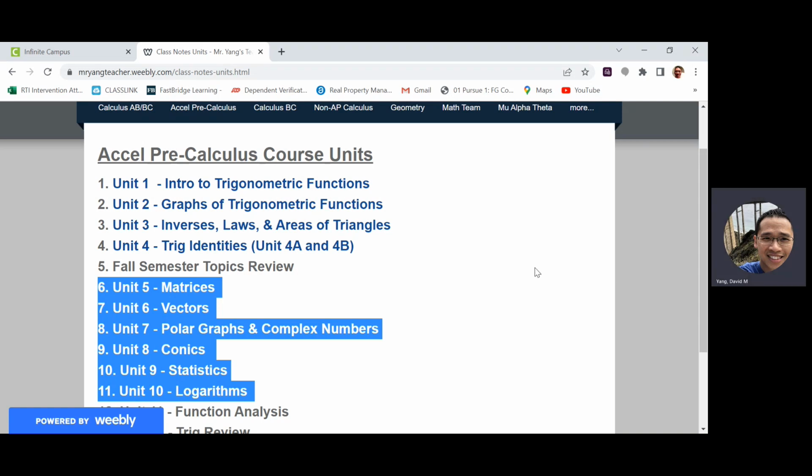Okay, we're going to start our next unit here. But we're going to have to revisit some of the units from previous units. So this is the rest of the semester. We have vectors and polar graphs coming up. Vectors this unit, polar graphs next unit.